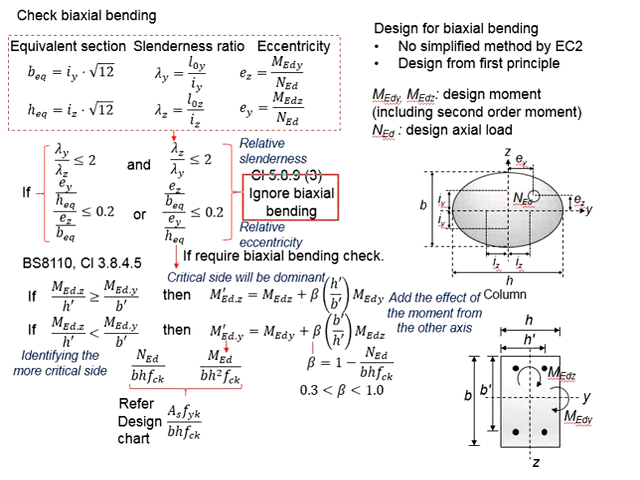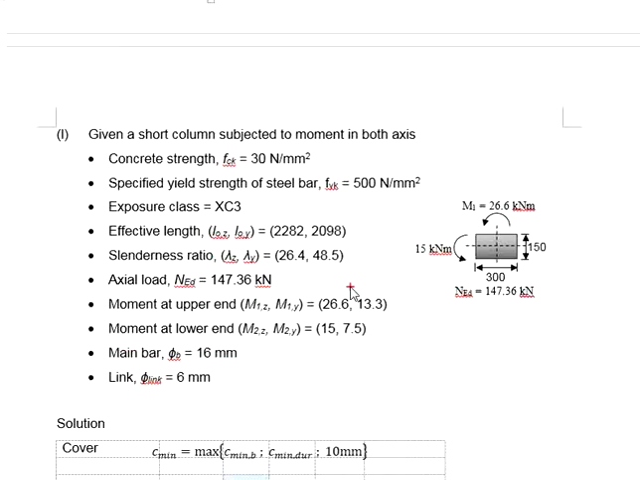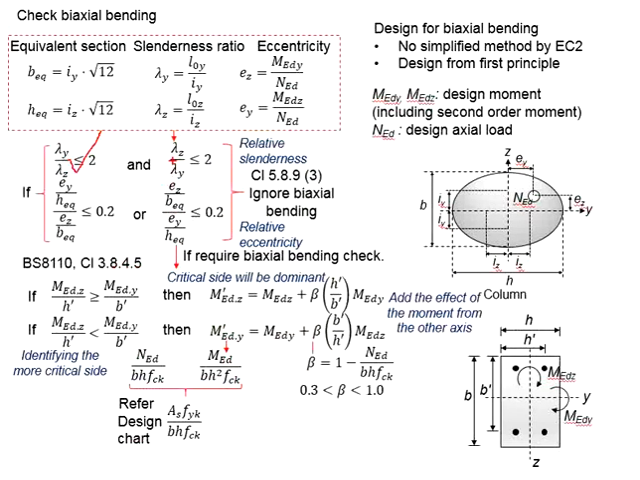First, we need to determine whether the biaxial bending can be ignored. We need to check these four items. The slenderness ratios are given. This is the major axis and this is the minor axis. Take the slenderness ratio of the major axis divided by the minor axis, you get 0.54. Take the slenderness ratio from the minor axis divided by the major axis, you get 1.84. Both are less than 2.0. That means these two are fulfilled.